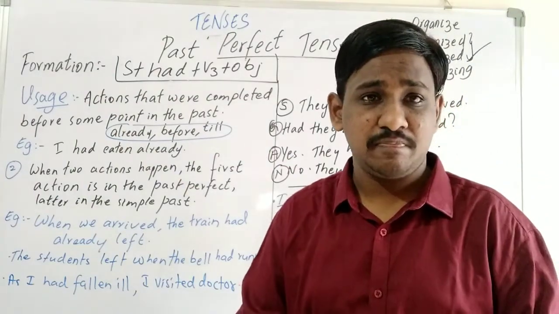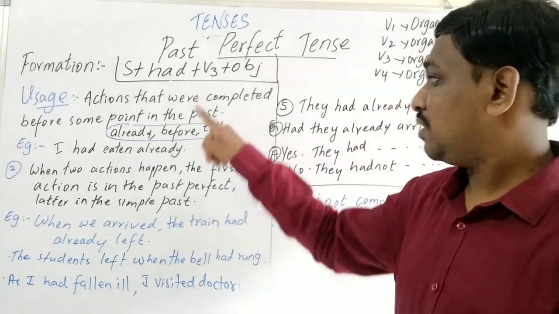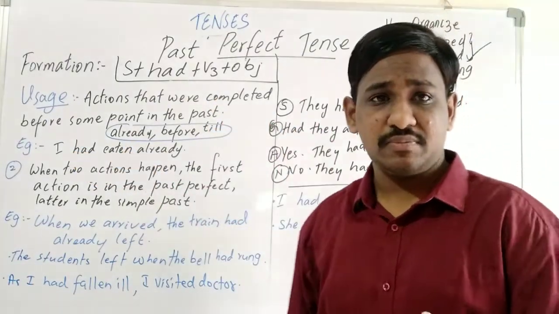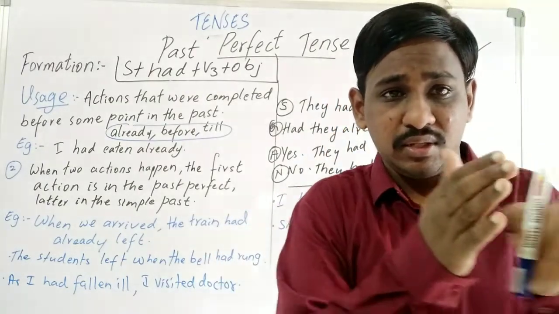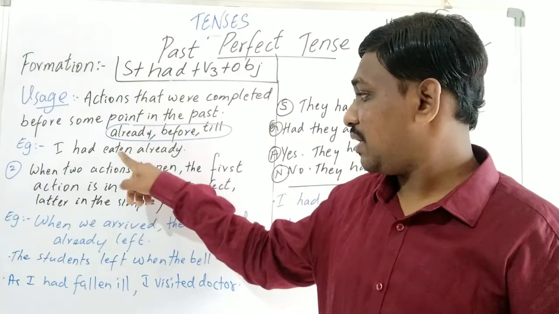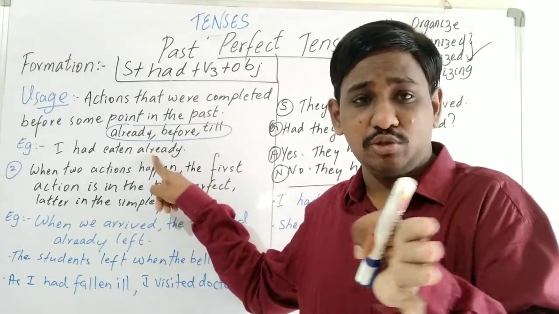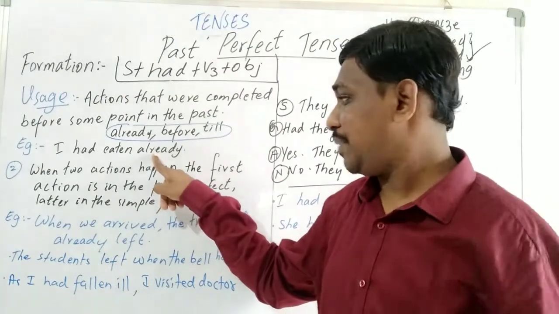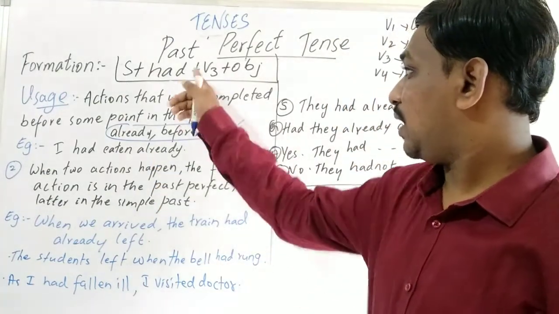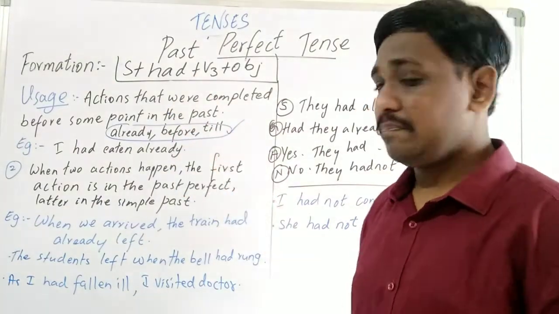Past perfect tense. First, actions that were completed before some point in the past. They continued for some time and they completed. For example, I had eaten already. Already it's completed. You took some time for eating and you completed it. Usually the keywords in the past perfect are already, before and till.